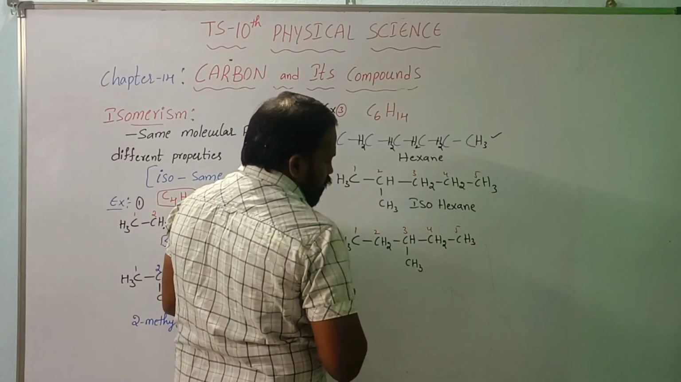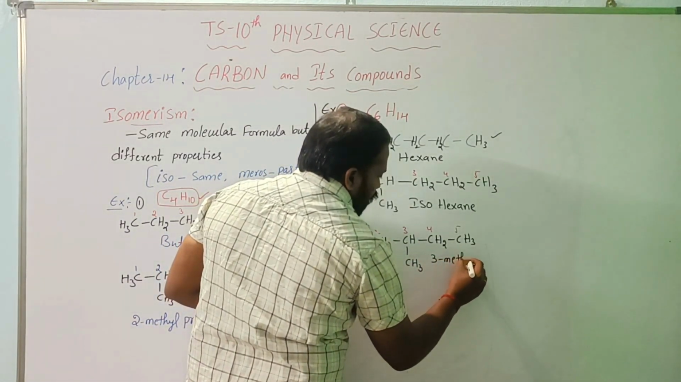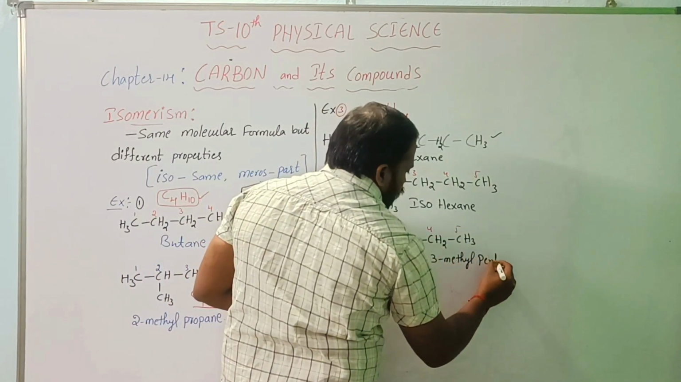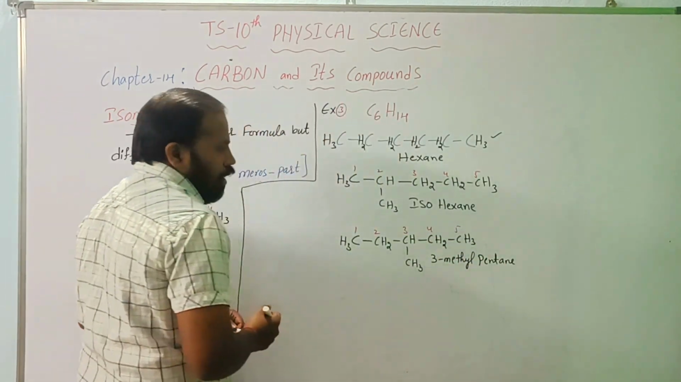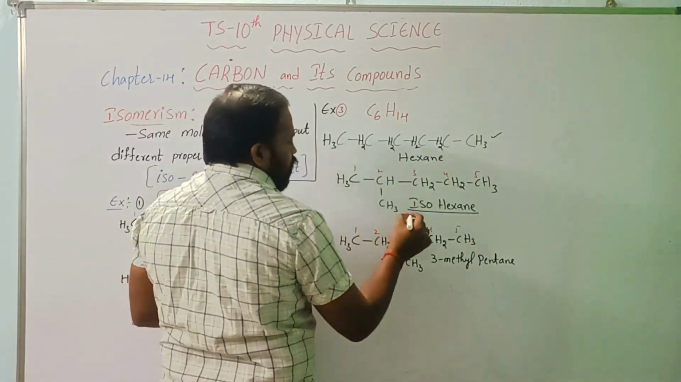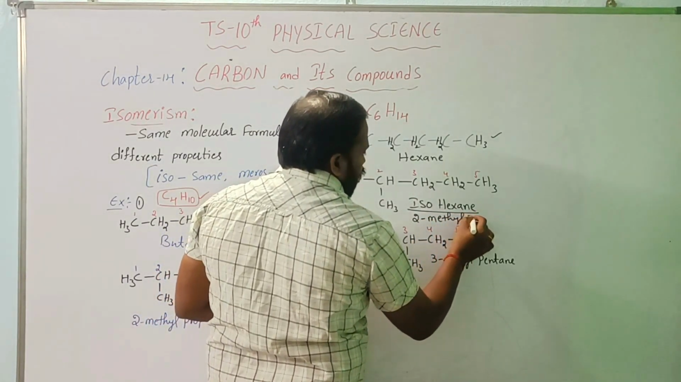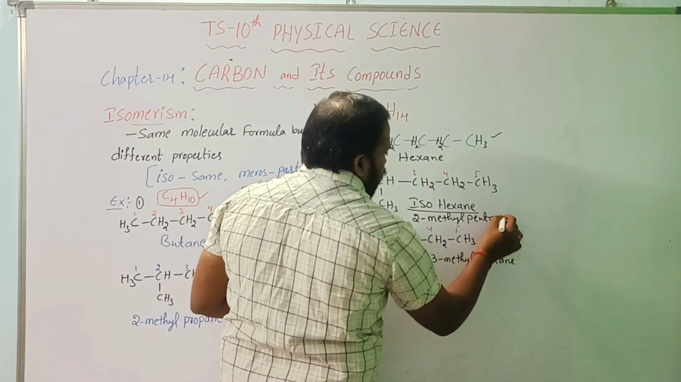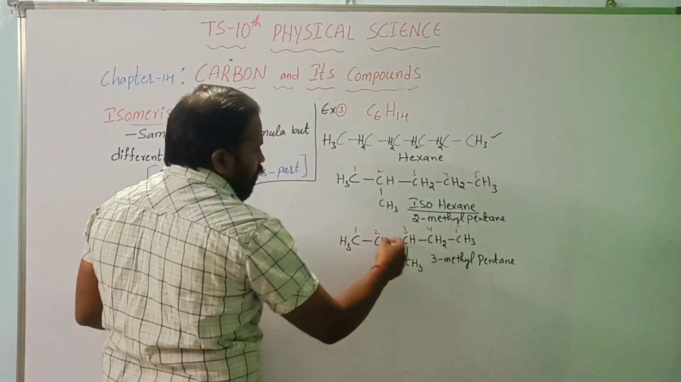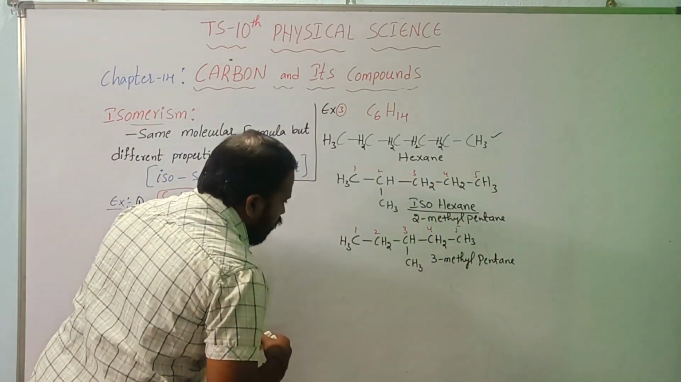So what is the name of this structure? The third carbon has the methyl group, so 3-methyl, with 5 carbons, so pentane: 3-methylpentane. What is the other name of the previous structure? Its second carbon has a methyl group, so 2-methylpentane. Next, is there any other possibility? See, with a 5-member chain, then reduce one carbon.